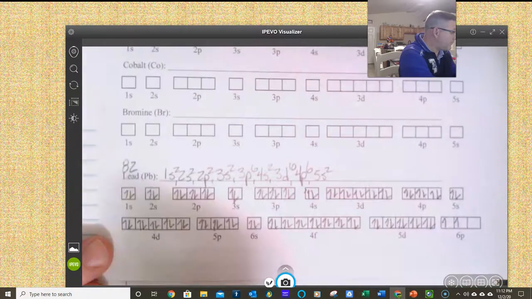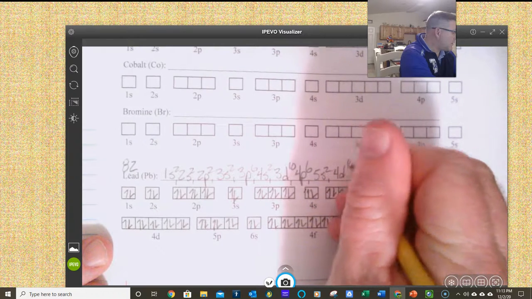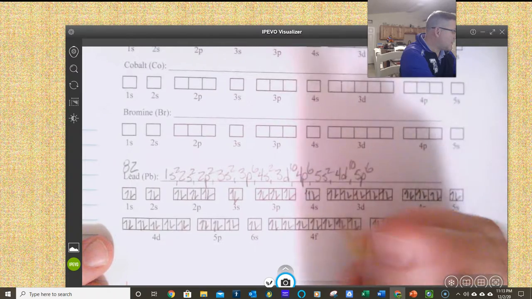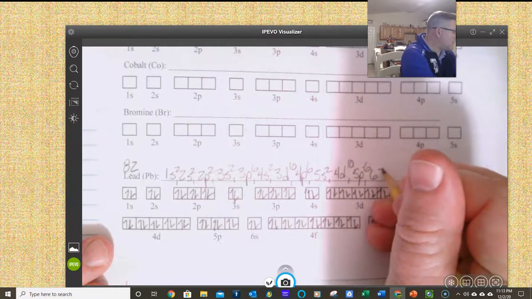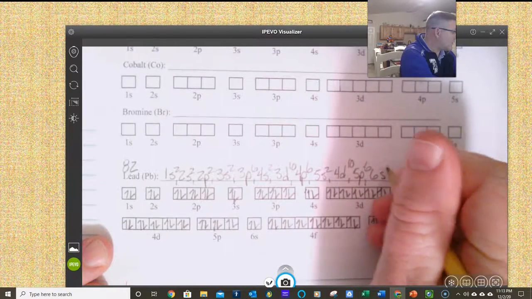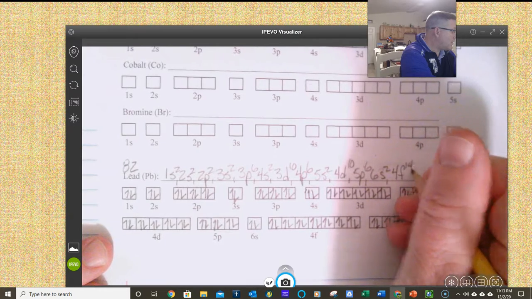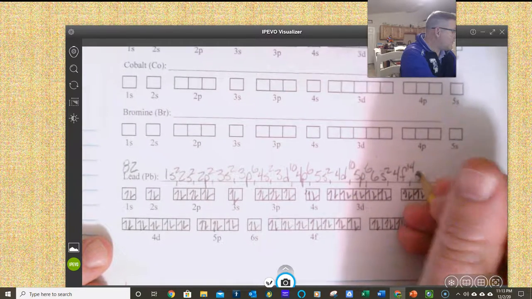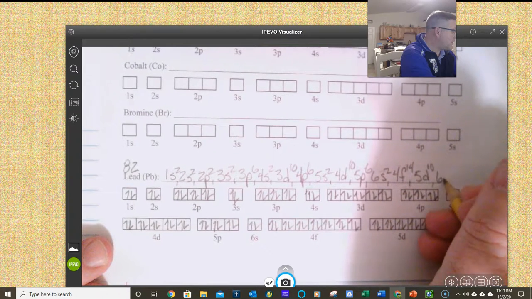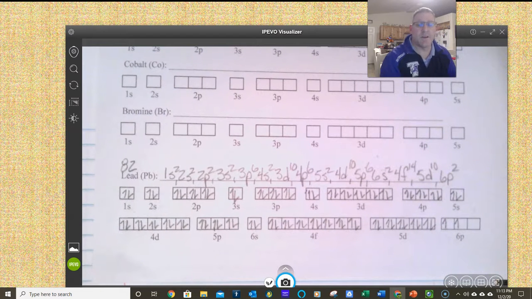5s2, 4d10, 5p6, 6s2, 4f14, 5d10, and then 6p2. And that is the full electron configuration for lead.